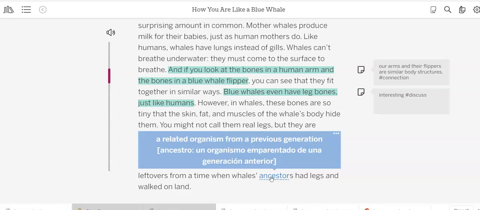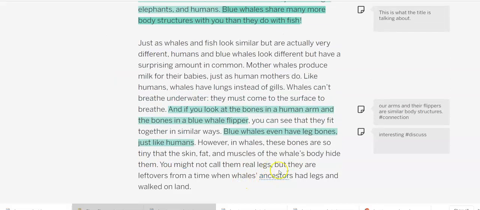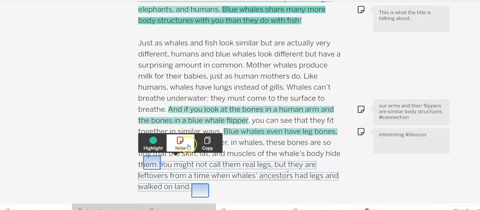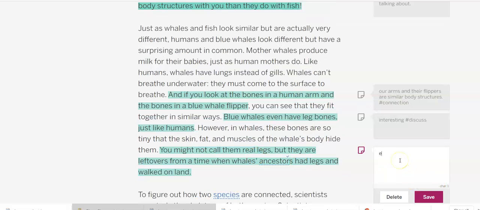Ancestors? A related organism from a previous generation. Oh. So this is talking about evolution. Remember we talked about evolution a little bit ago, and it is one of your vocab words for tonight. So a related organism from a previous generation. So right here, I am going to highlight this whole sentence because I'm going to make a note. This is talking about evolution. Again, the hashtag vocab. Save.